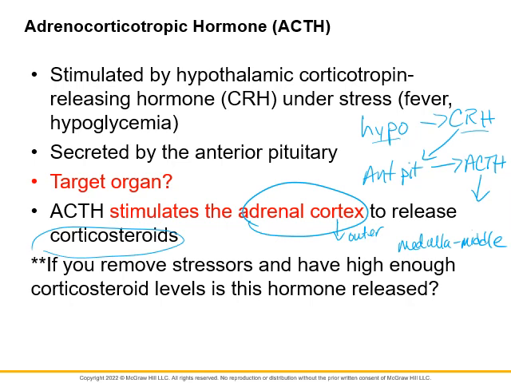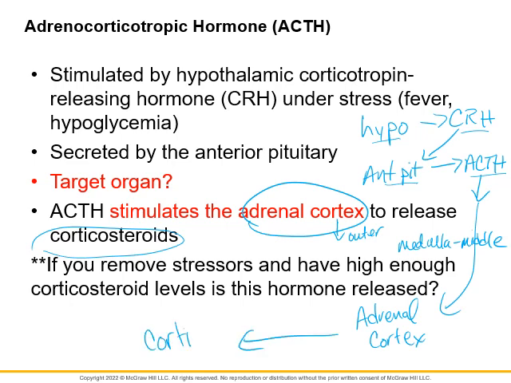So the hypothalamus is going to release CRH. The anterior pituitary is going to release ACTH. ACTH is going to go to the adrenal cortex. And what's the adrenal cortex going to release? It's going to release corticosteroids. We're going to talk about what those are in part 3. So this kind of looks similar to when we did thyroid, right? We have a releasing hormone that triggers an anterior pituitary hormone that goes to a gland and causes another endocrine gland to release a hormone.